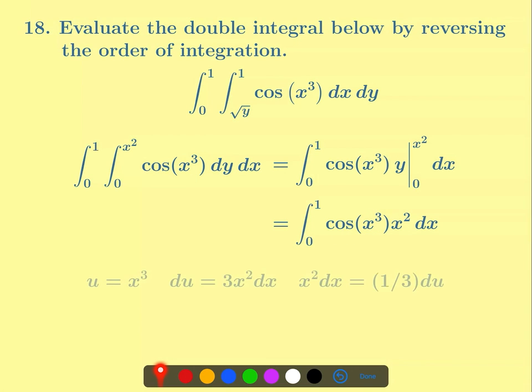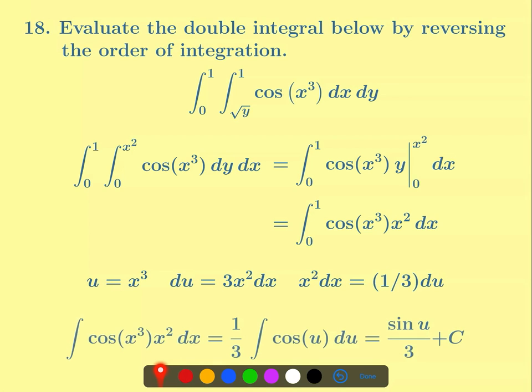We want to do that, well, it looks like it's a u substitution. U equals x cubed now. Du is 3x squared dx. Dividing by 3, we have x squared dx is 1/3 du. So I can replace this x squared dx with 1/3 du, and this x cubed with u. Doing the indefinite integral, we have the integral of cosine of x cubed times x squared. I'm going to replace the x squared dx again with 1/3 du, and the x cubed with u.